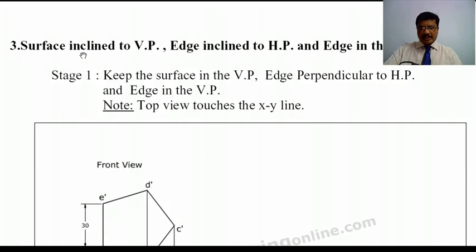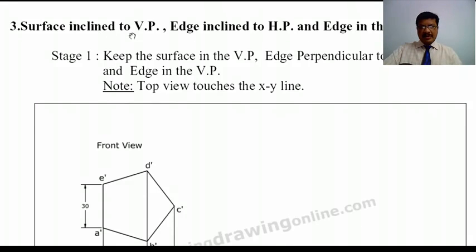In the third case, the surface is inclined to VP, the edge is inclined to HP, and the edge is in the VP. So here the surface is inclined to VP. According to our standard procedure, we have to keep the surface parallel to VP. Identify the surface inclination with respect to the reference plane and make it parallel to that particular reference plane. Identify the edge inclination with respect to the reference plane and keep the edge perpendicular to that reference plane. Surface means parallel, edge means perpendicular.